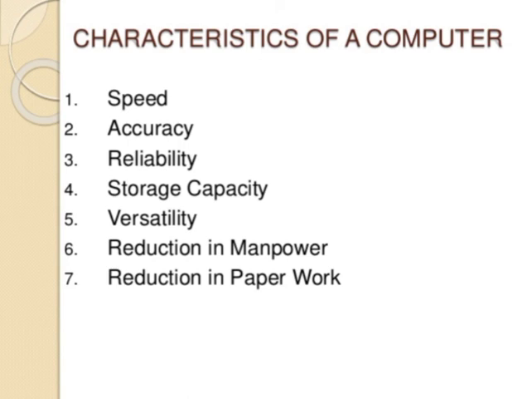And the fifth one is versatility. Computer can perform many different kinds of tasks at once. And the next is reduction in manpower. Computer can complete a lot of manpower work in a short time, and it can reduce the workload of any person. And the last one is reduction in paperwork. That means the computer helps us be environment friendly as well, by saving paper.